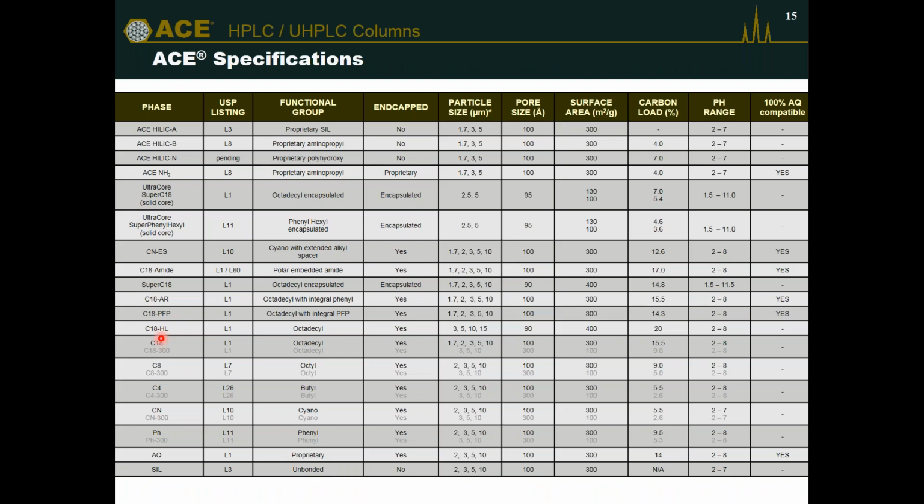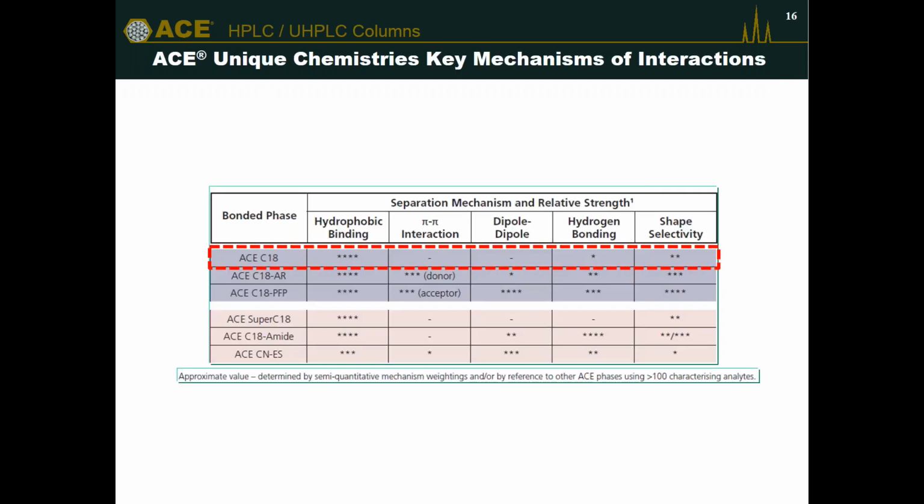Just for your information, if you need further specifications or information on the columns, I've included here the specification sheet. And perhaps what's most useful is this column over here, which tells you which of the columns are 100% aqueous compatible if you need to retain polar compounds. And there's a very nice list here of the different types of phases and functionalities and the different availabilities and properties of these chemistries.